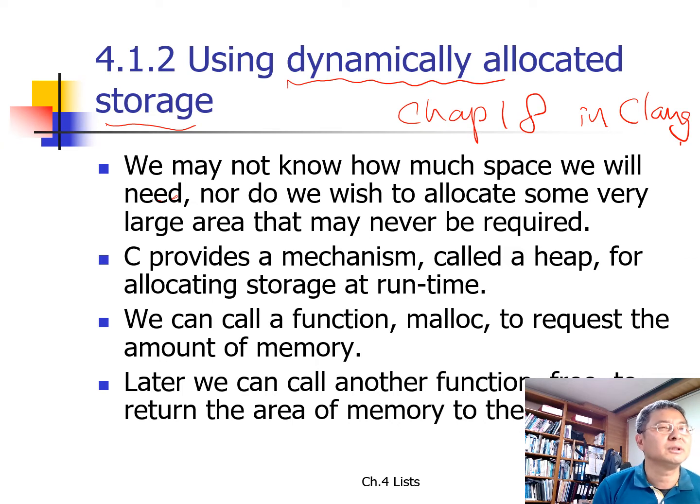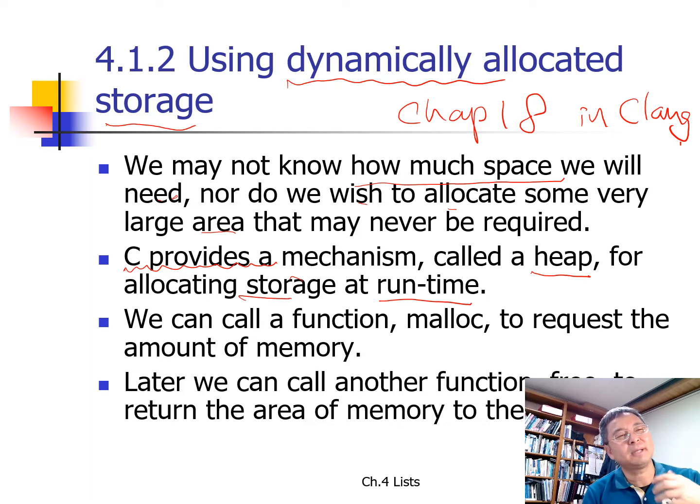Okay, so you must review chapter 18 in C language again. When we do not know how much memory space we will use, nor do we wish to allocate some very large area that may never be required, that means we do not know how much memory space we need, and also we do not want to waste memory space. Then we can use the mechanism C provides called heap memory and allocate storage at runtime, at execution time.